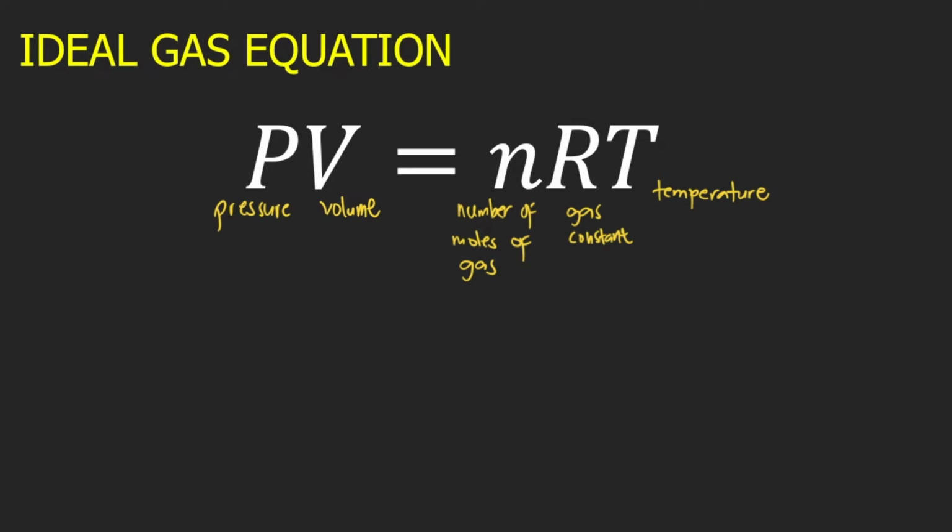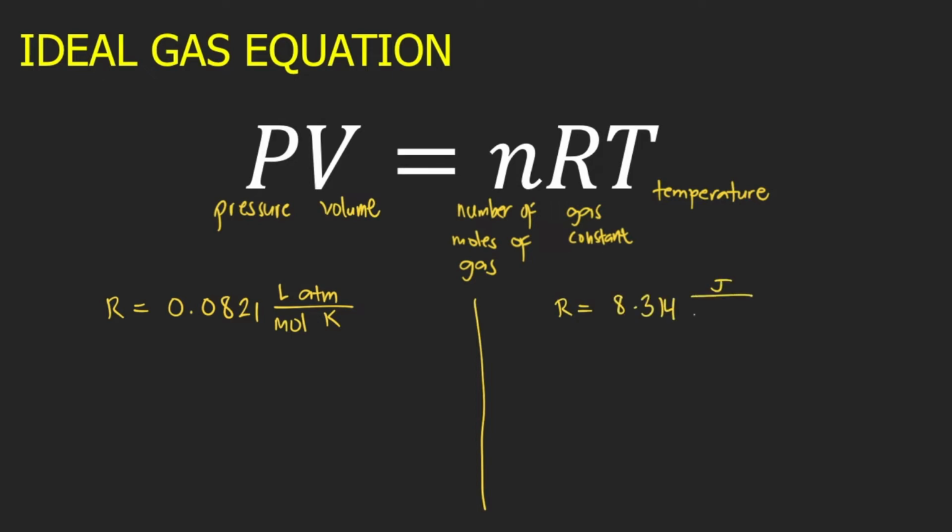Now, at this point, I would like to emphasize that there are different values of R, or the gas constant, and they have different units as well. In this video, I will introduce you to two of the most commonly used values of R. The first one is 0.0821 liter atmosphere per mole Kelvin. And the second one would be 8.314 joules per mole Kelvin.